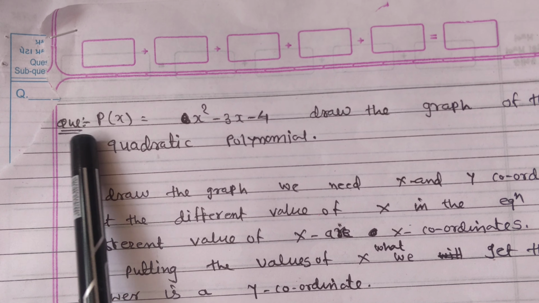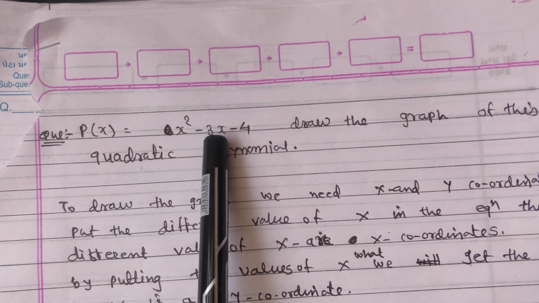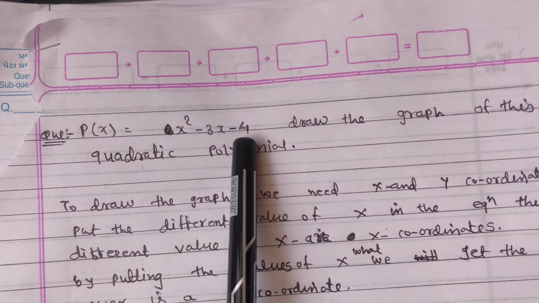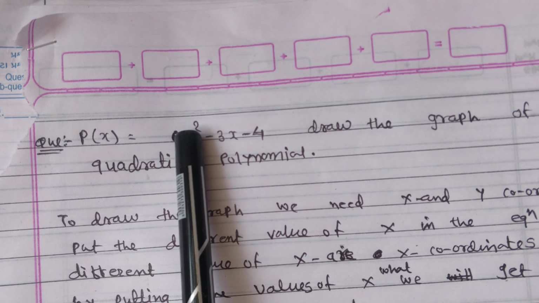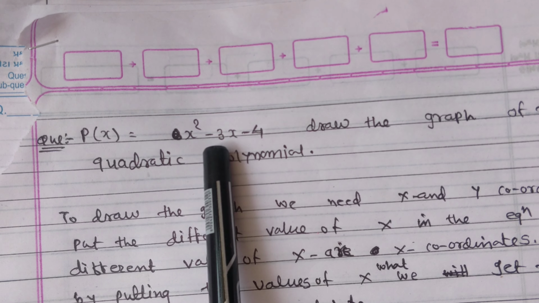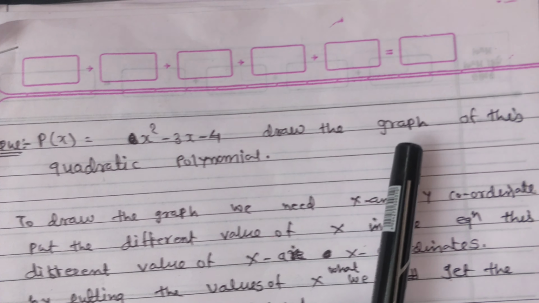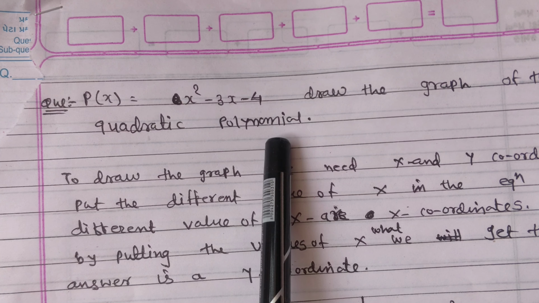Now second question, p of x is equal to x square minus 3x minus 4. This is a quadratic polynomial, where the biggest power of the variable is 2. So it is a quadratic polynomial. Now draw the graph of this quadratic polynomial.